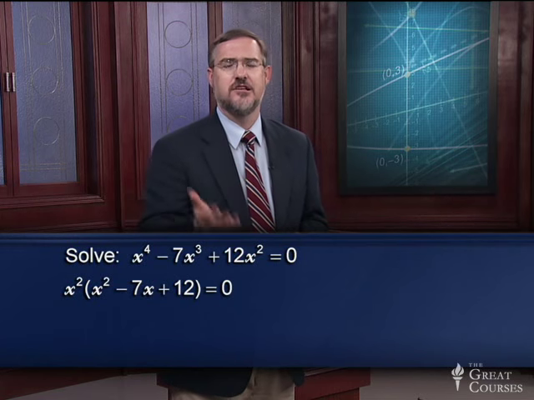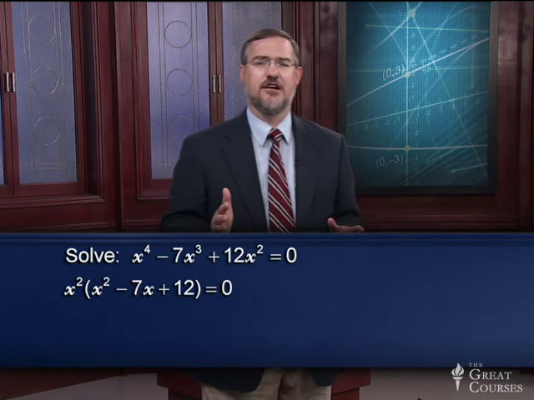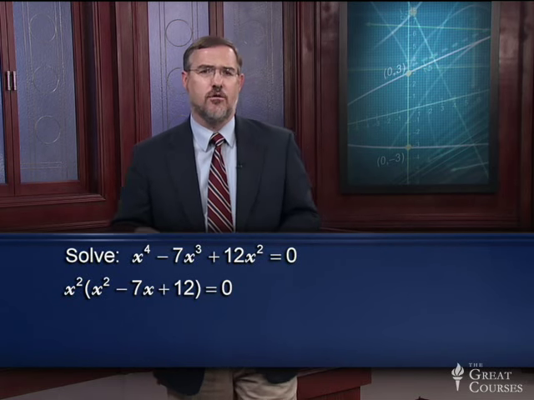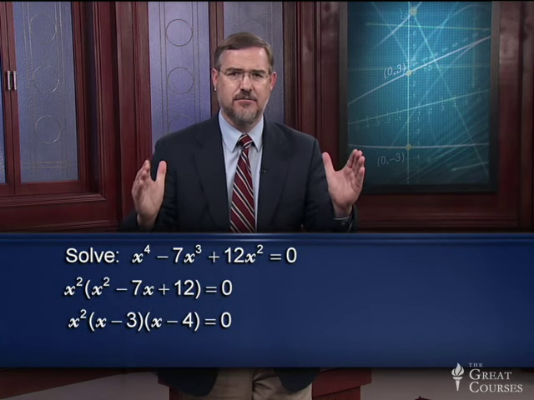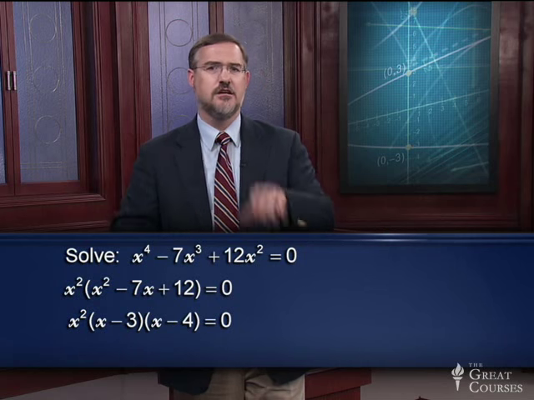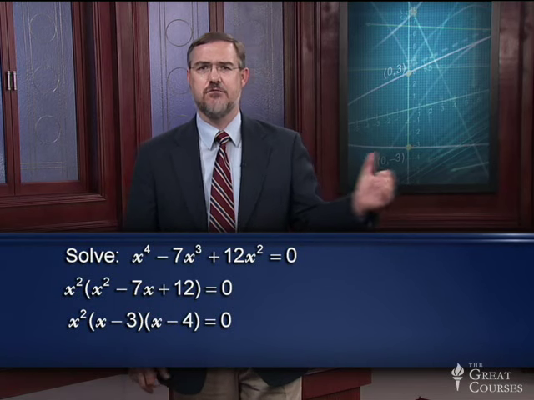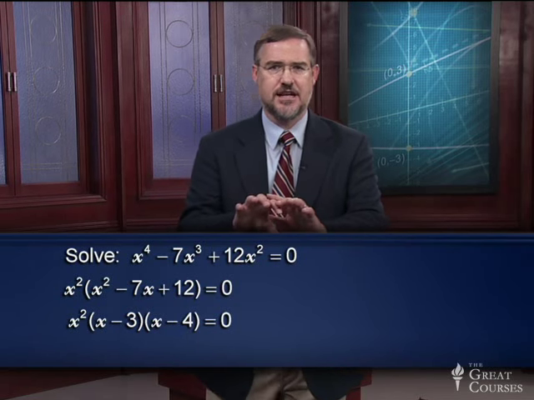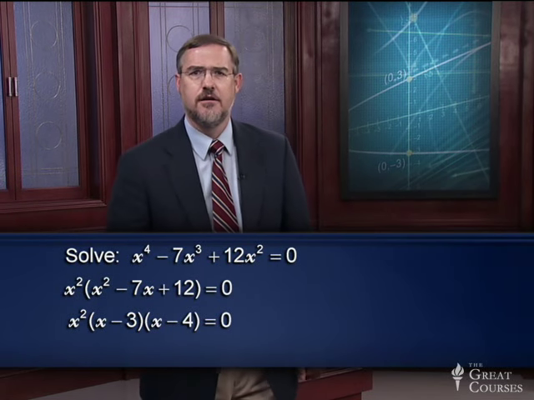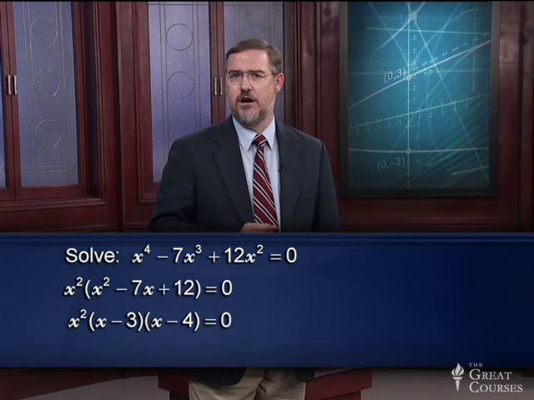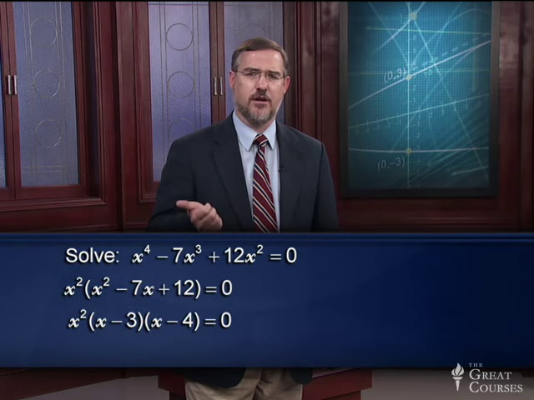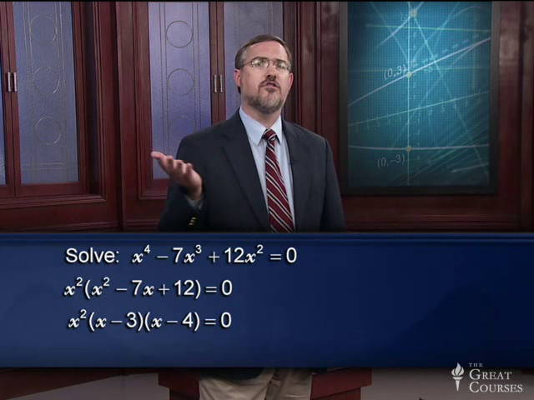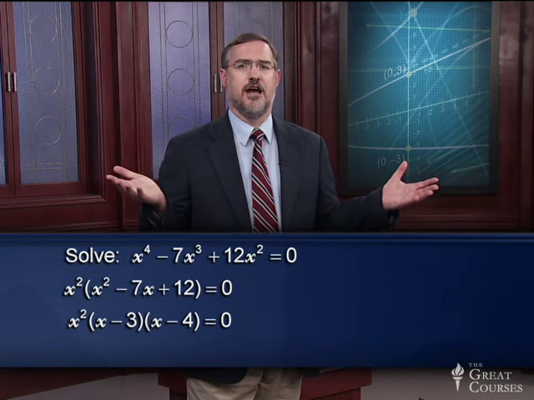Okay, well in this case, that polynomial factors pretty nicely. And once you go back to the original equation, you're going to have x squared times (x minus 3) times (x minus 4) equals 0. The (x minus 3) times (x minus 4), when multiplied back together, would give you the x squared minus 7x plus 12. So now you have x squared times (x minus 3) times (x minus 4) equals 0. What are the solutions of the equation now?